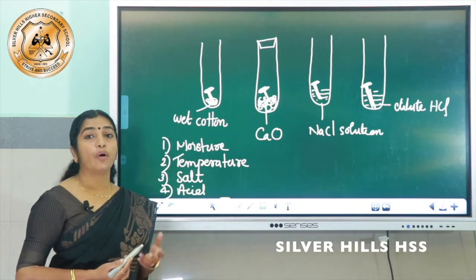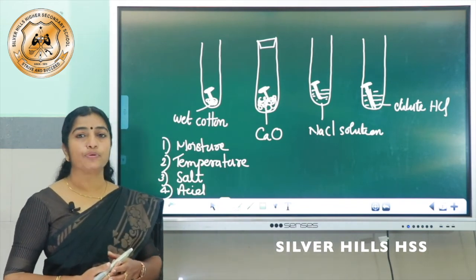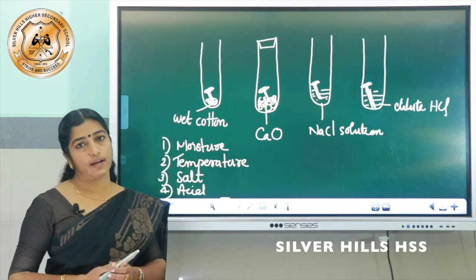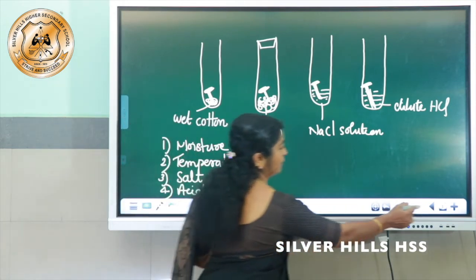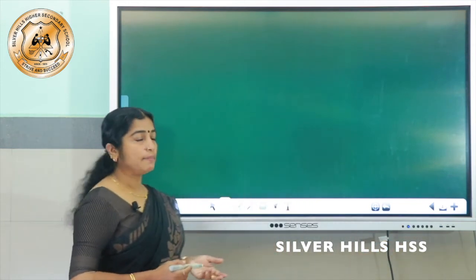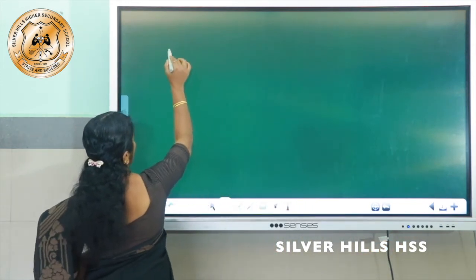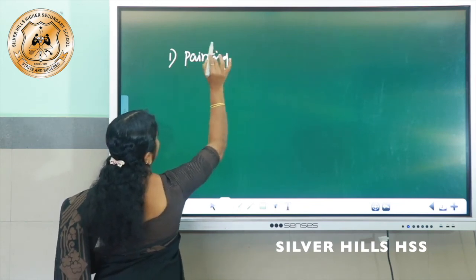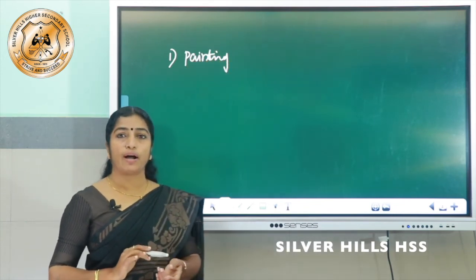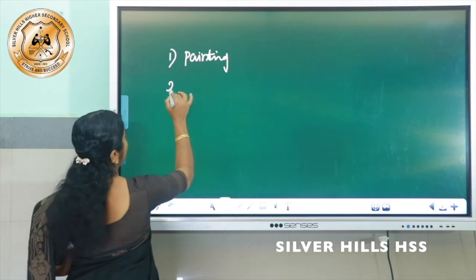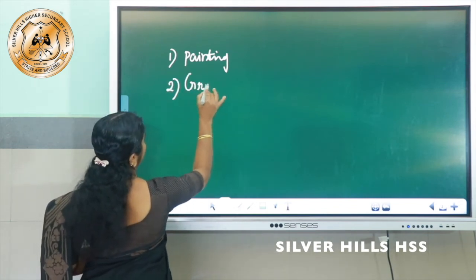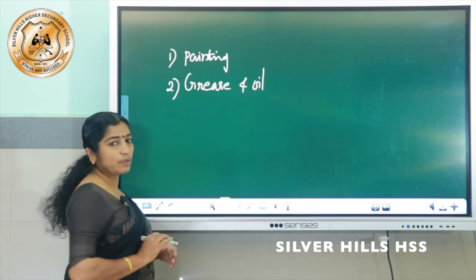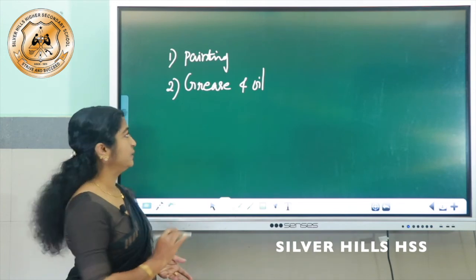Then let us see how we can prevent corrosion of iron. What are the methods used to prevent corrosion of iron? Usually we use the method of painting. By painting we can prevent corrosion of iron. Then by applying grease and oil we can prevent corrosion of iron.